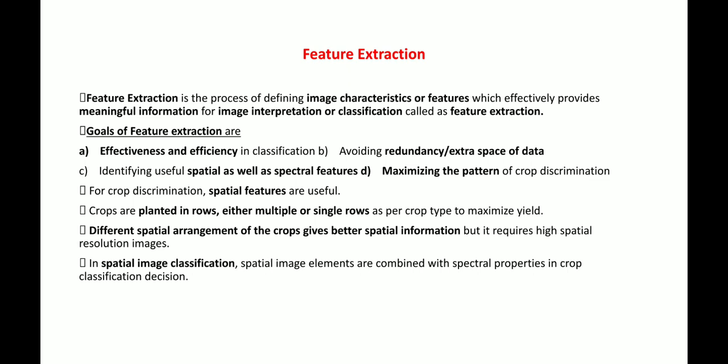The crops are planted in rows, either multiple or single rows, which has to be increased or maximized in the crop field with the help of this. And differential spatial arrangement of the crops gives better spatial information, as the spacing of the crops varies according to the growth stages of the crops. The spatial information collected from different crops is there for better spatial information for the higher spatial resolution images. The spatial image classification elements are combined with the spectral properties in the crop classification decisions. This is feature extraction.